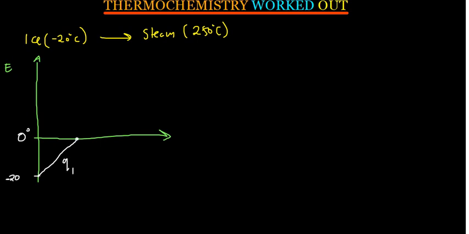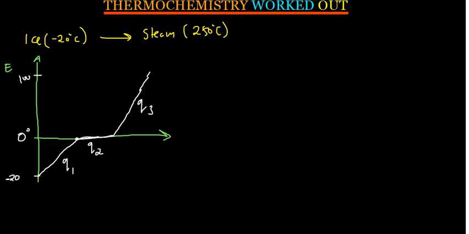When you reach 0 degrees, a change of state will start happening. You are going to be converting the ice to water. When a change of state is happening, you also need energy there. That is latent heat, latent heat of fusion. And when the whole ice is converted to water, the temperature will start increasing. When you reach 100 degrees, the temperature will stop changing. To raise the temperature of water from 0 to 100, you need specific heat capacity.